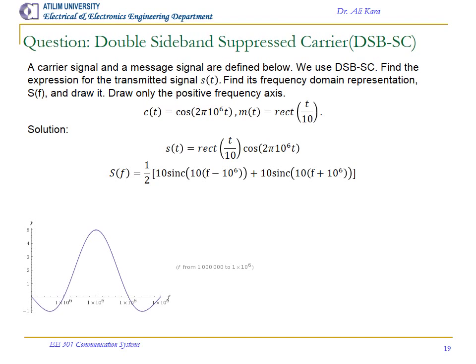c(t) equals cosine 2 pi 10 to the 6 t. m(t) equals rectangle t over 10. Solution. As you can see, in contrast to standard AM, we suppress the carrier, so we gain from the power.